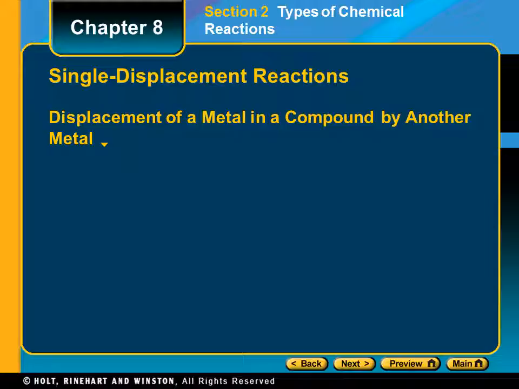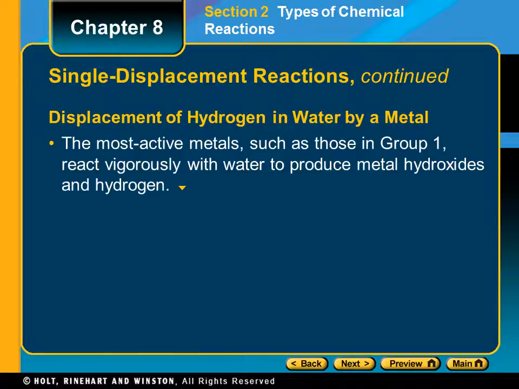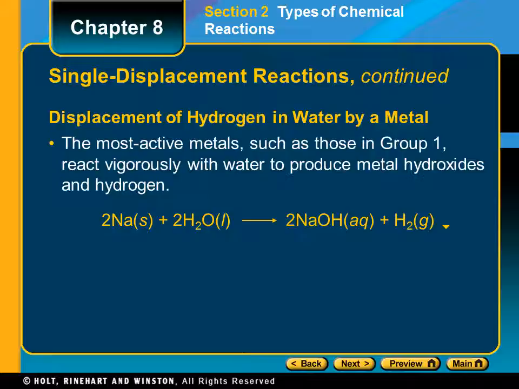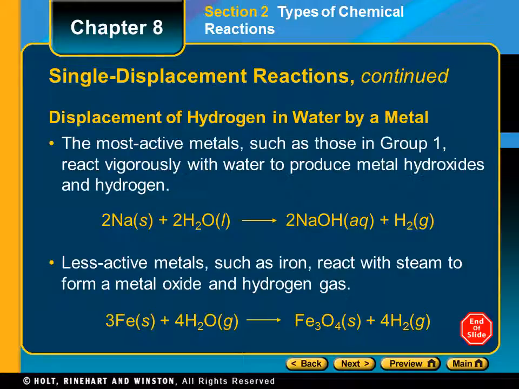So we can talk about displacement of a metal in a compound by another metal. Aluminum is more active than lead. So if we show this here, you're going to see that the aluminum displaces the lead. We can talk about displacement of hydrogen in water by a metal. The most active metals, such as those in group 1, react vigorously with water to produce metal hydroxides and hydrogen. So here is your sodium in water. Very, very vigorous reaction, even explosive. Less active metals, like iron, react with steam to form metal oxide and hydrogen gas, which looks like that.